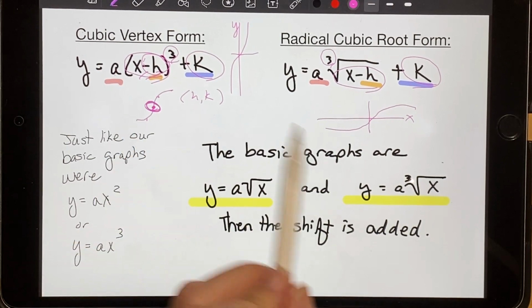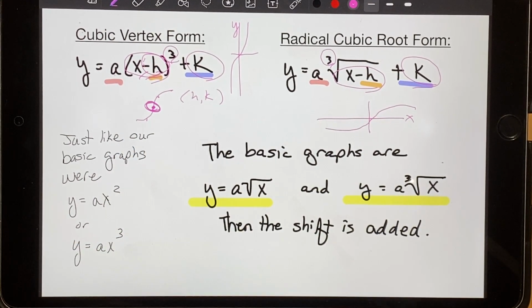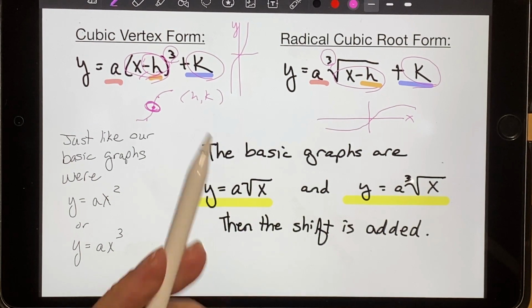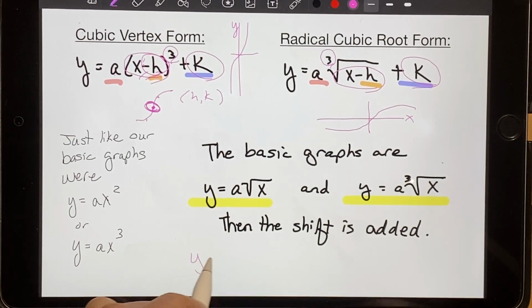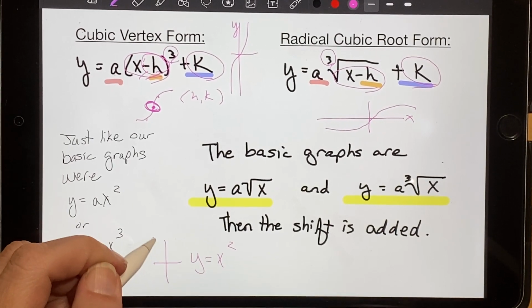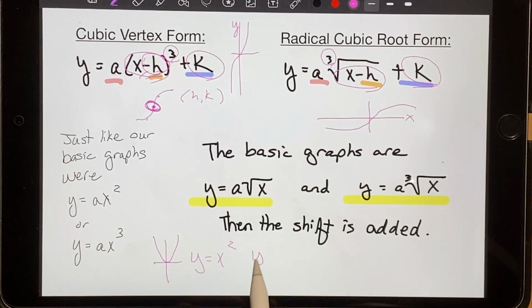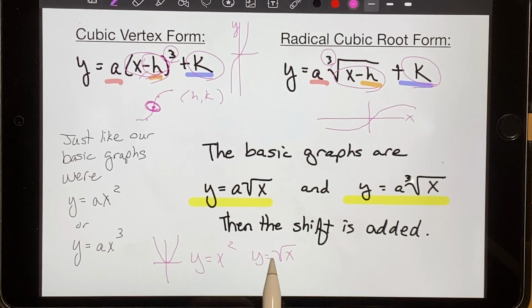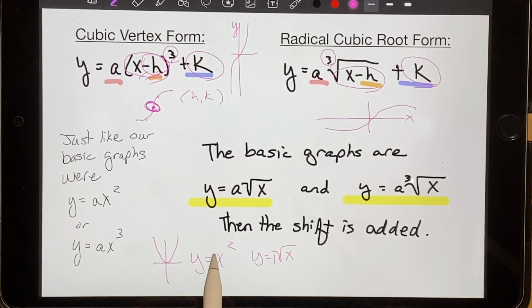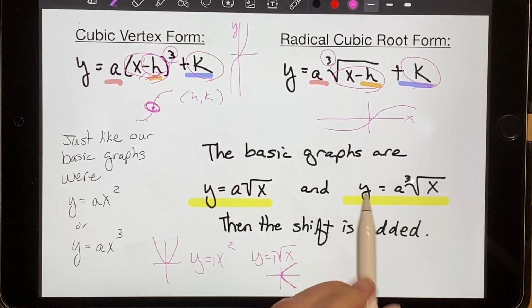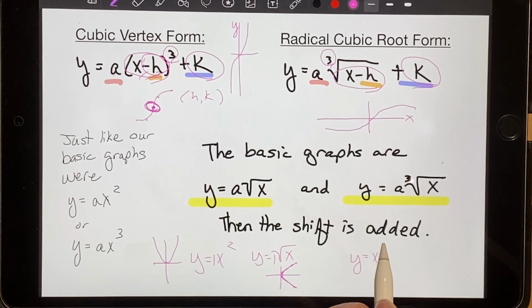So again, the basic graphs that we need to know for these two new forms are, like before we knew y equals x squared, we always knew that we could graph that exactly. That was our basic form. So the basic graph here is y equals the square root of x, where your a value is still 1, just like the a value here was 1, and it's just a square root. And that one is going to be your basic parabola along the x-axis.